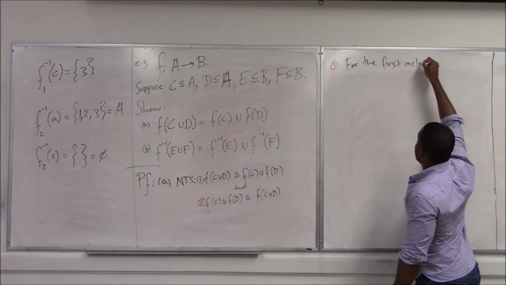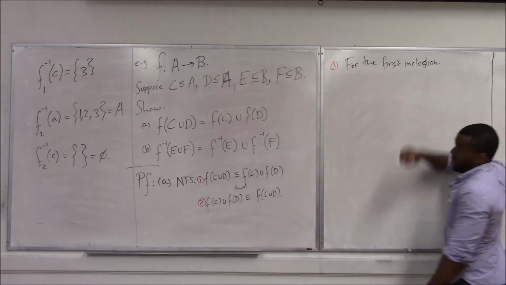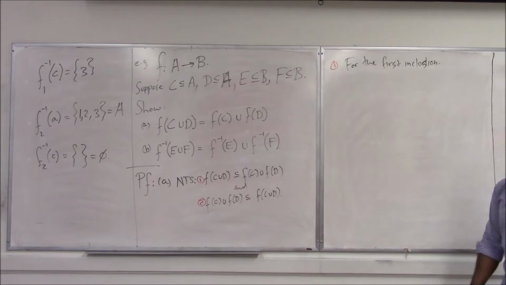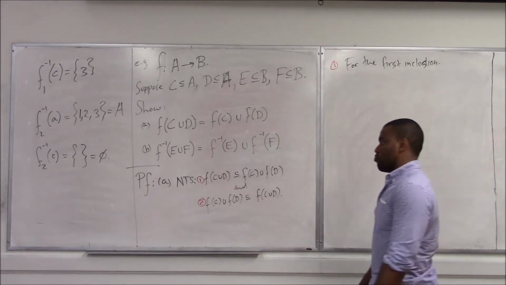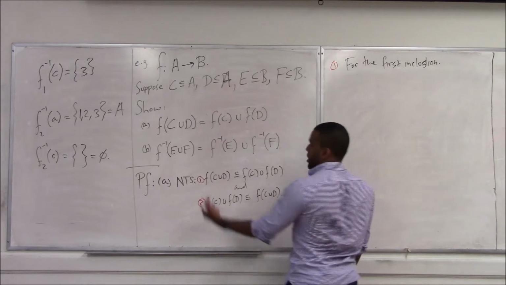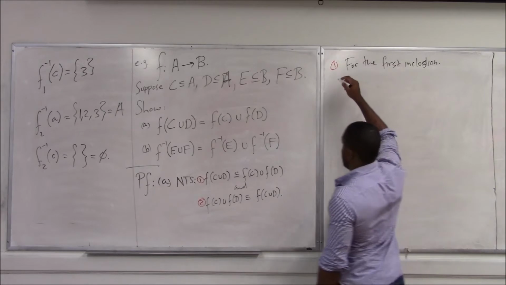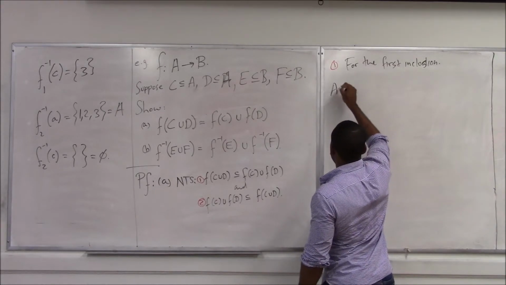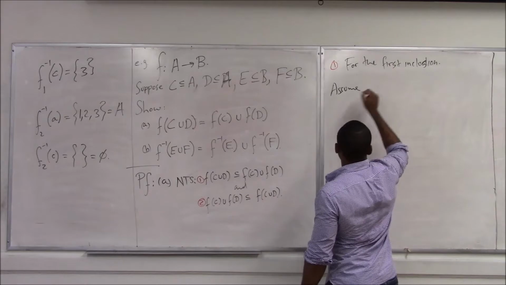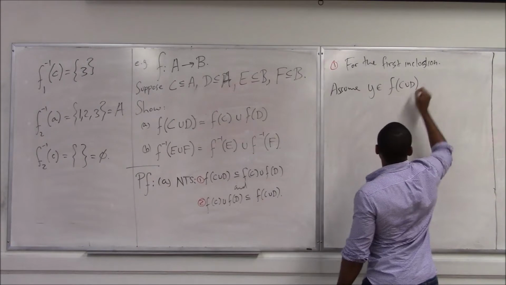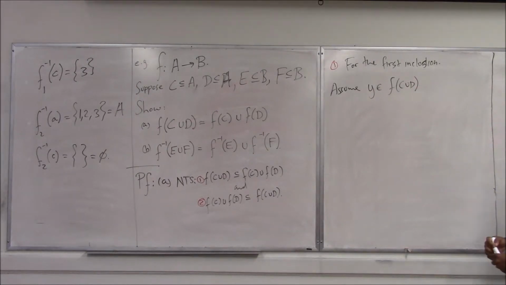For the first inclusion, how would I show this is a subset of that? What does that even mean to show that? Right, if I assume there's some element in here, that element must be in here. So let's actually try that. Let's try a direct proof. Assume I have some y that is in f of C. How would I know that that element is in f of C union f of D?